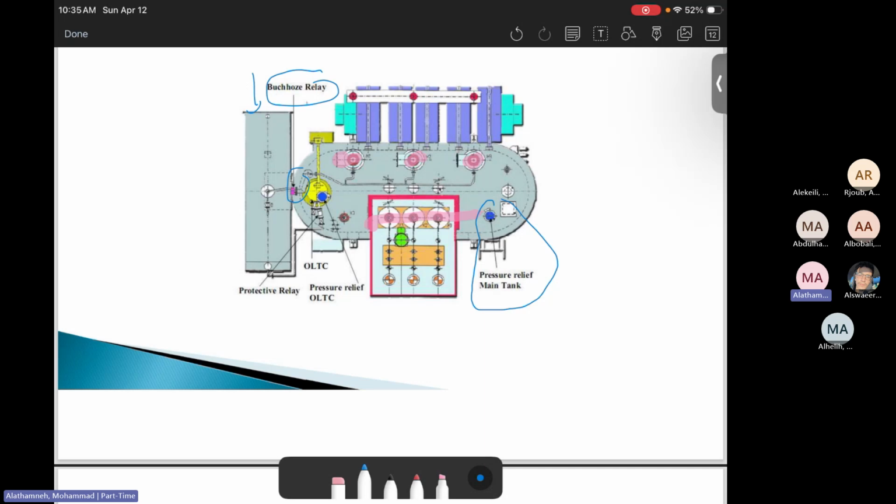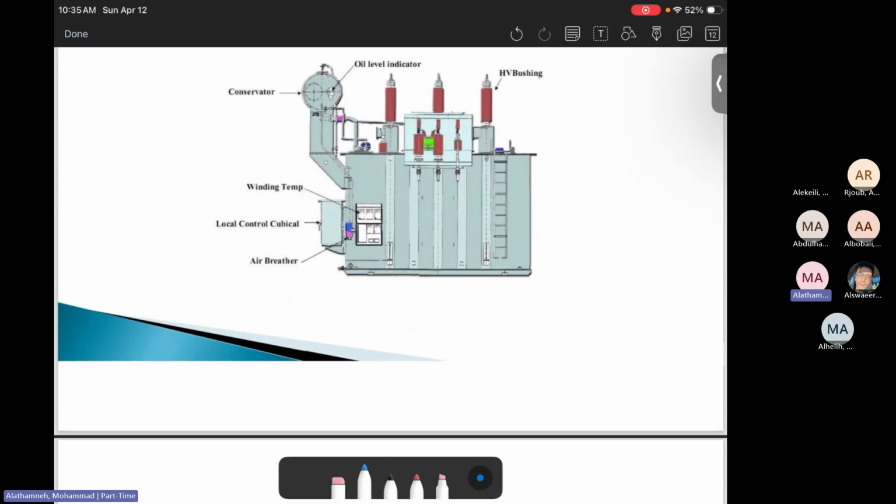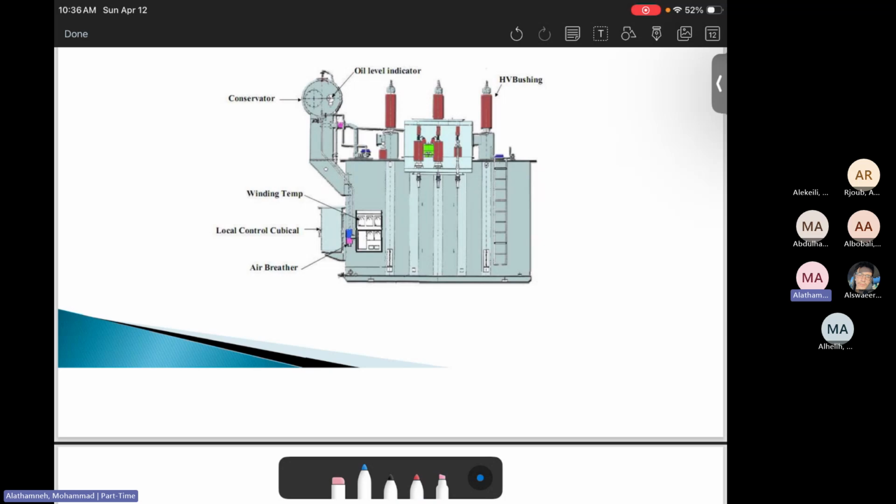And the other thing here is another side view. You can see the conservator. Here is the Buchholz relay. Those are the high voltage bushings, the low voltage bushings. The oil level indicator is here. Then the breather, or the silica gel, is here. You see the silica gel here. Then the winding temperature sensor will be here as well.